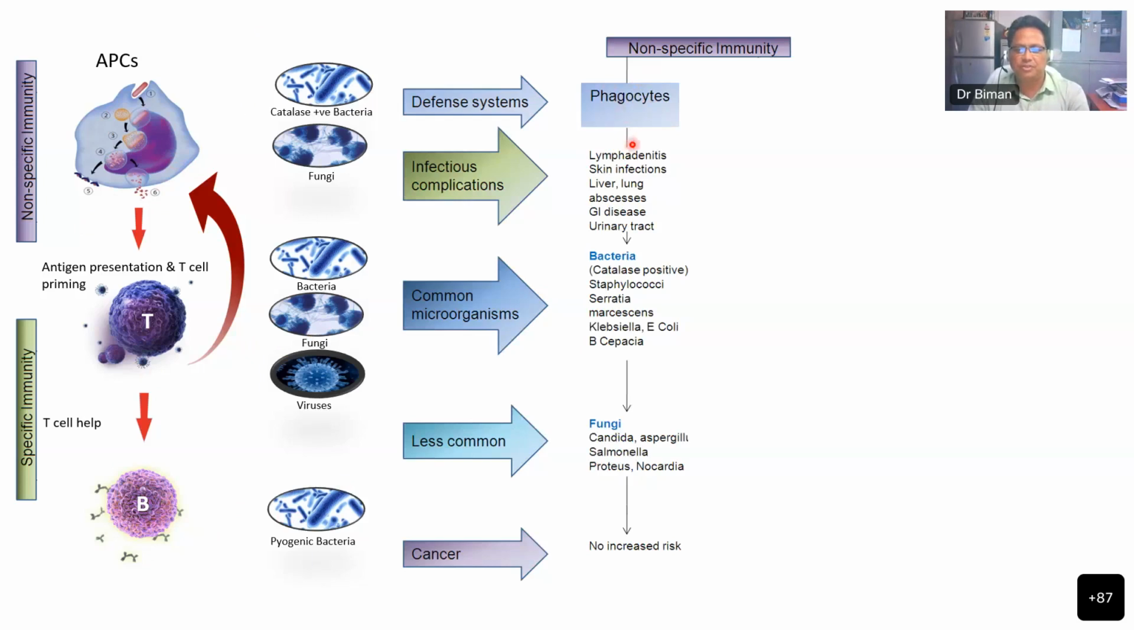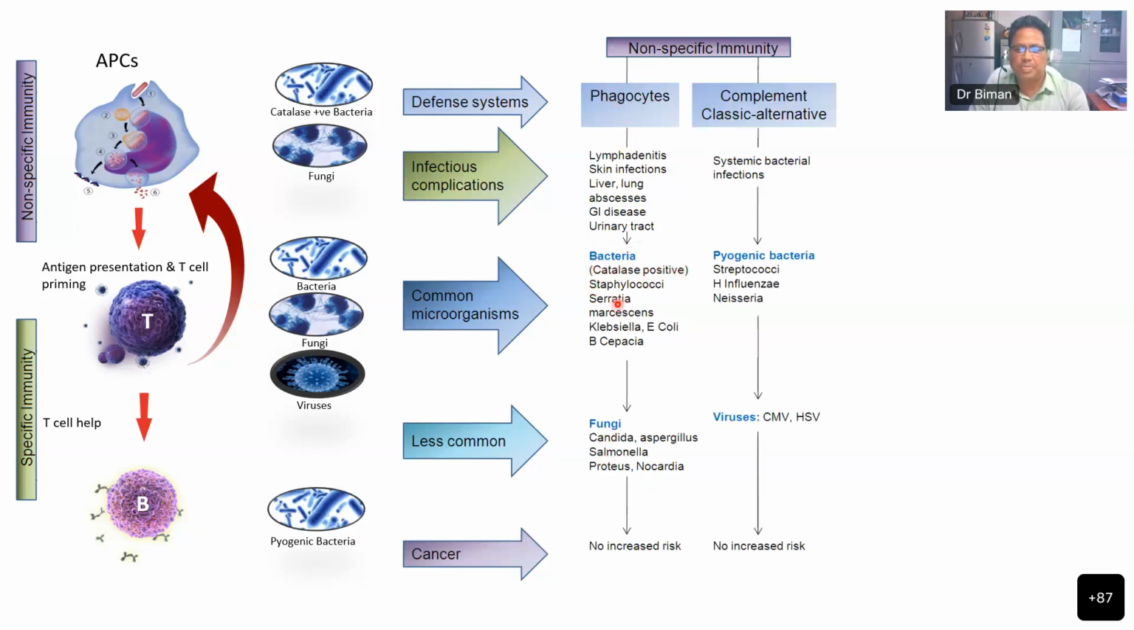For example, in the phagocytic defects, it's the catalase positive bacteria and the fungi that are more predominant. In the complement, there are pyogenic bacteria and viruses.